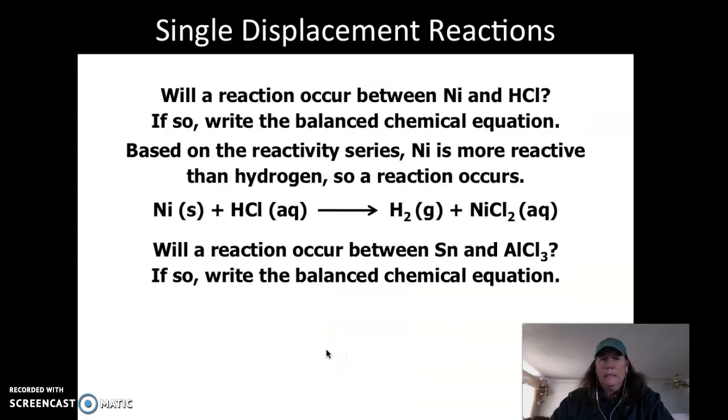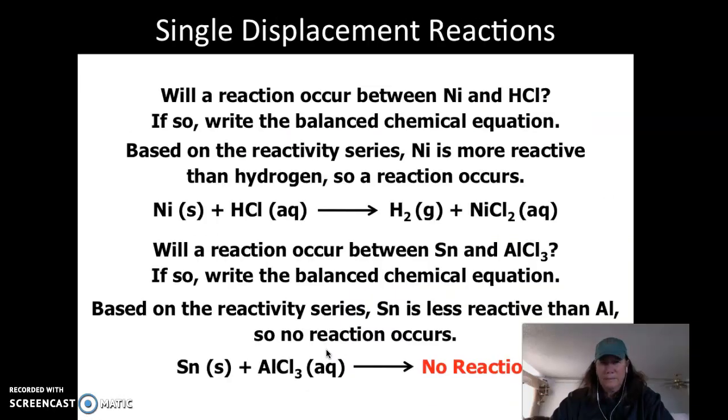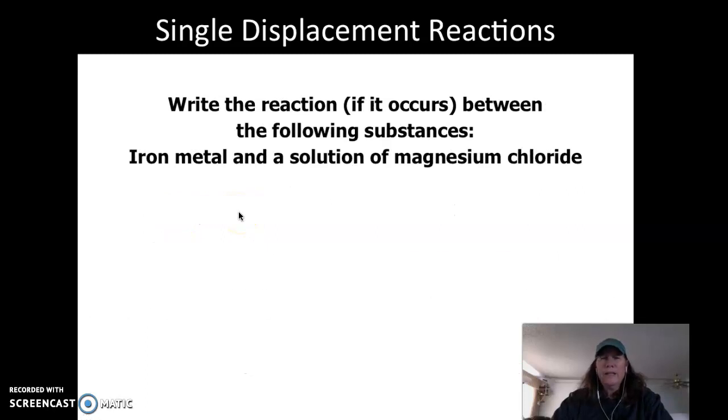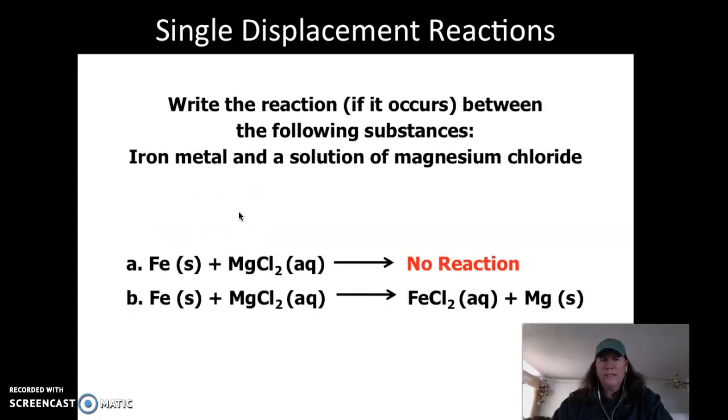Sorry about that. So here this reaction will occur. If we look on there and look at tin and aluminum, aluminum is way higher than tin is, so there's not going to be a reaction. Tin cannot replace aluminum, it's lower on the chart. But this one will happen because nickel is more reactive than hydrogen. Here's more of the same kind of deal.